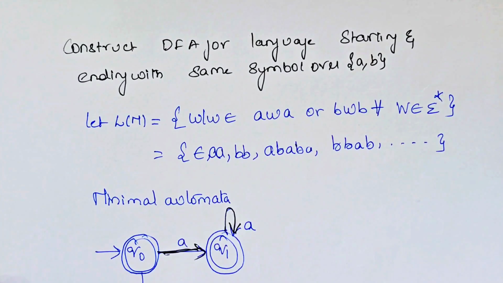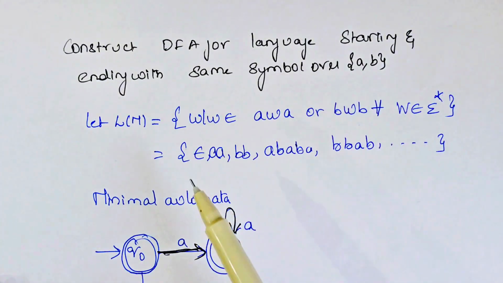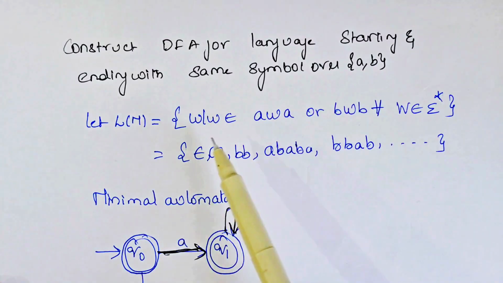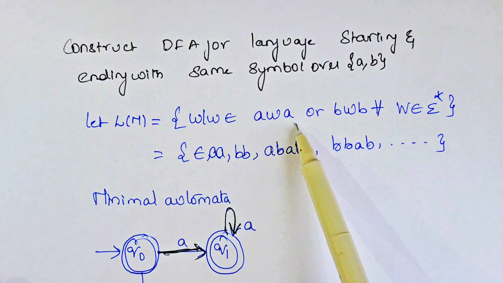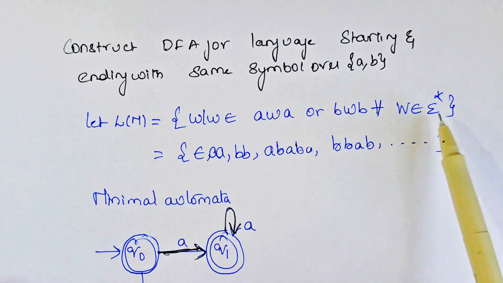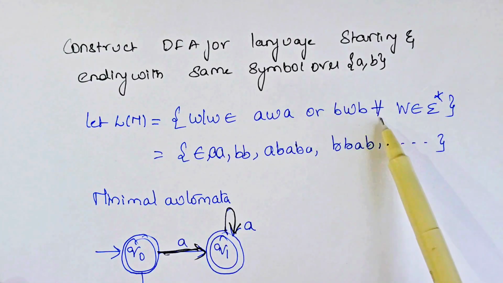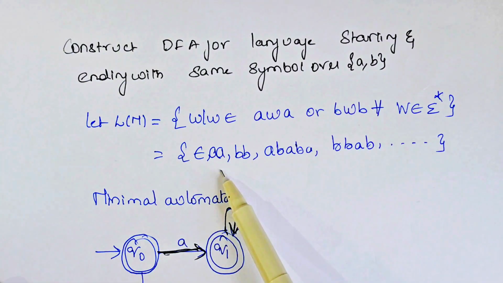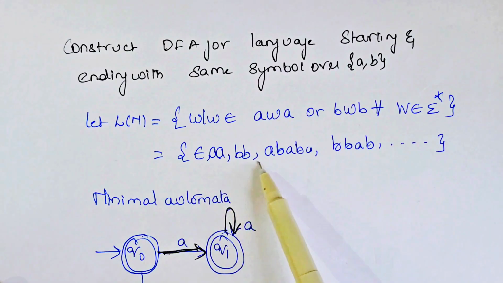One more example is construction of a DFA for a language starting and ending with the same symbol over A and B. Here we need to construct a DFA for a language which is starting and ending with the same symbol. Let us assume a language L of M with the strings W which are in the form of AWA, BWB, for all W belonging to sigma star. Since the language is containing the same symbol either at the beginning or ending, we can include the empty string. So epsilon, AA, BB, ABA, BAB, and so on. Here all the strings are starting and ending with the same symbol.